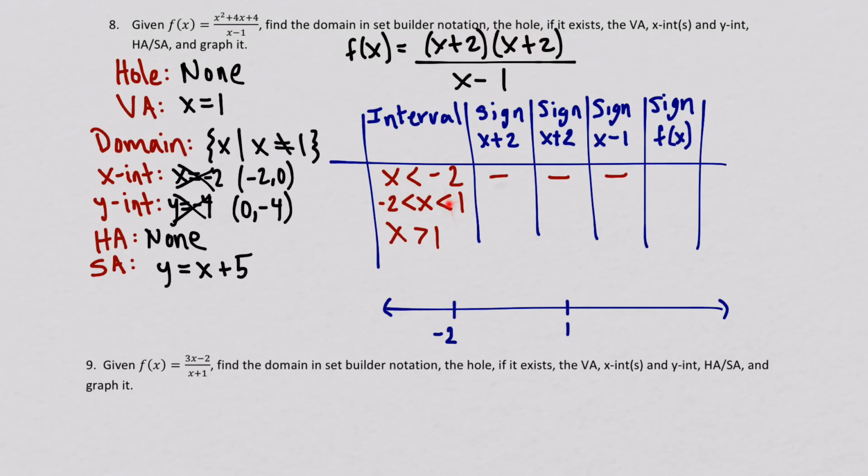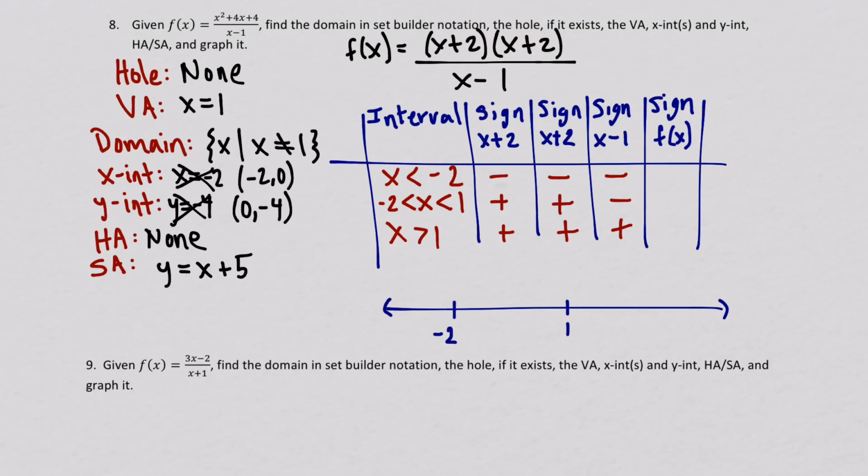Next, a value between -2 and 1. 0 seems the easiest option once again. So plug in 0 here, that's positive. Plug in 0 right there, that's also positive. And plug in 0 in the last one, and that's going to be a negative. And last, a value after 1. How about 2? Plug in 2 right here, you're going to get a positive. Plug in 2 in the next one, you're going to get a positive again. And plug in 2 in the last one, you're going to get a positive again.